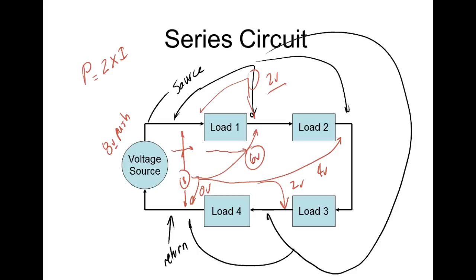Now the problem we have is that if this load right here goes bad and current doesn't flow through it anymore, then this guy right here is not going to do any more work. So if you've got Christmas lights hooked in series, what happens if one of your bulbs blows out? They all go out. Why? Because they're hooked in series.